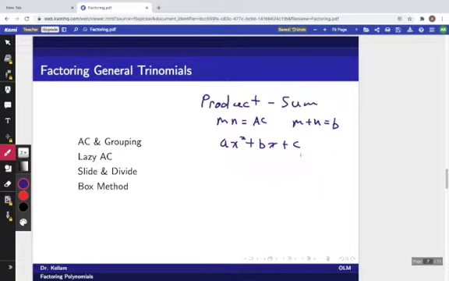And what we're going to do is we're going to actually look at one example, but we're going to use each of these different methods on that one example. So we're actually going to do the one example 4 times. But this is just so that we see all the methods are the same. Okay. Let's move on to AC and grouping.